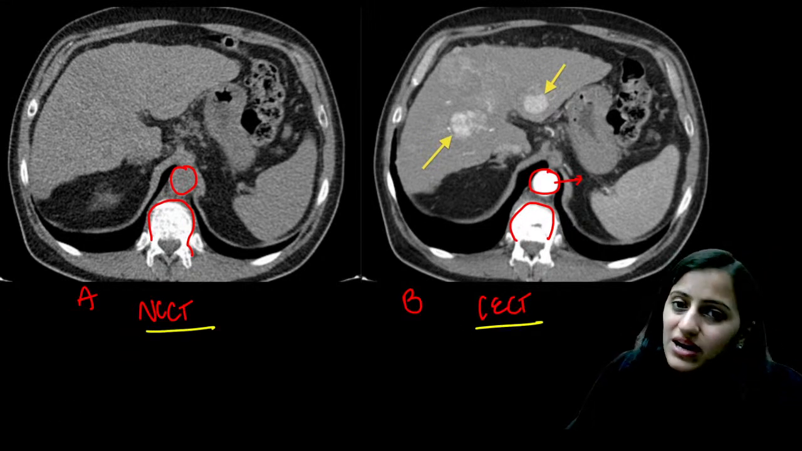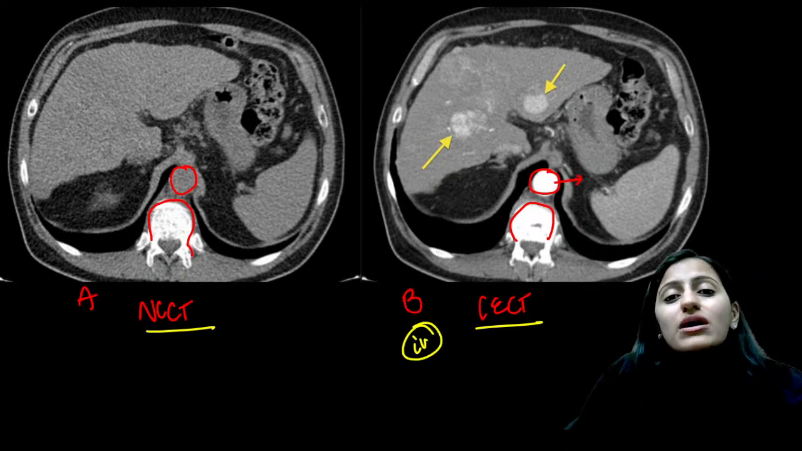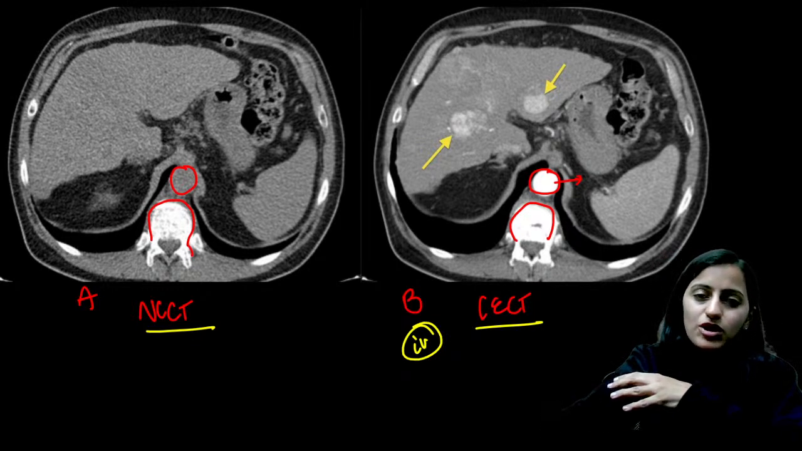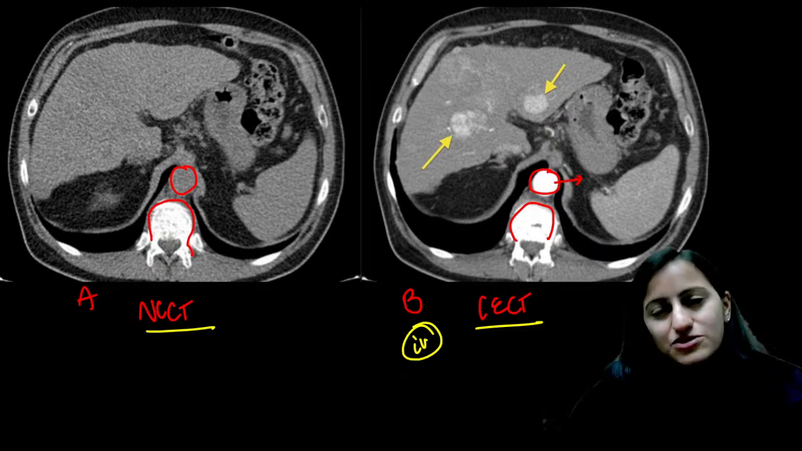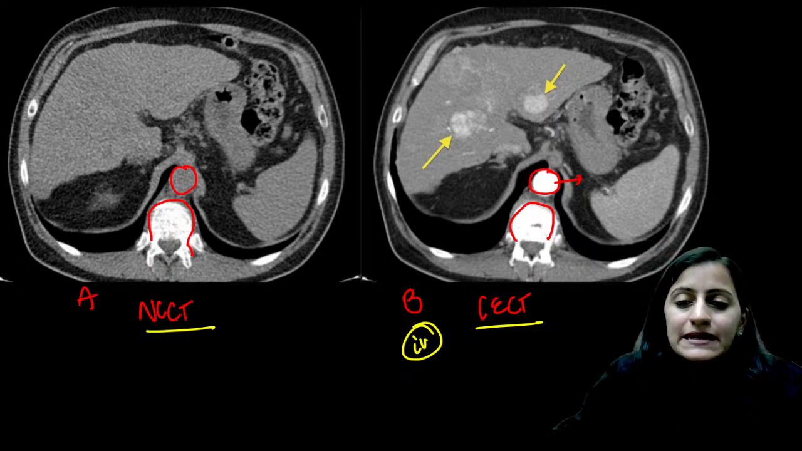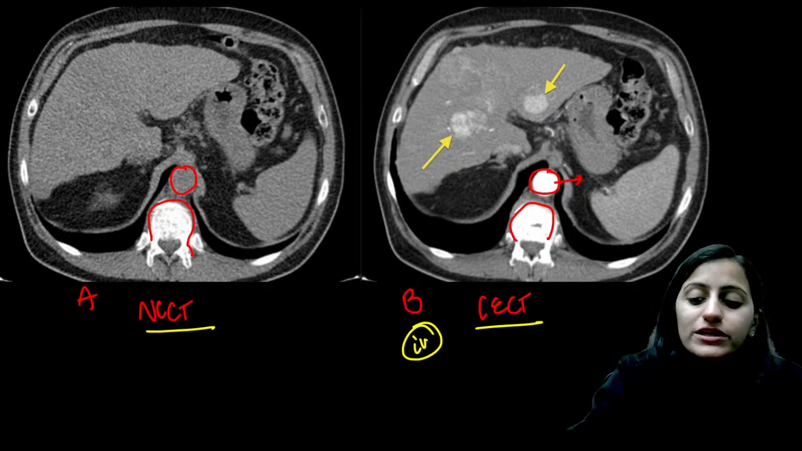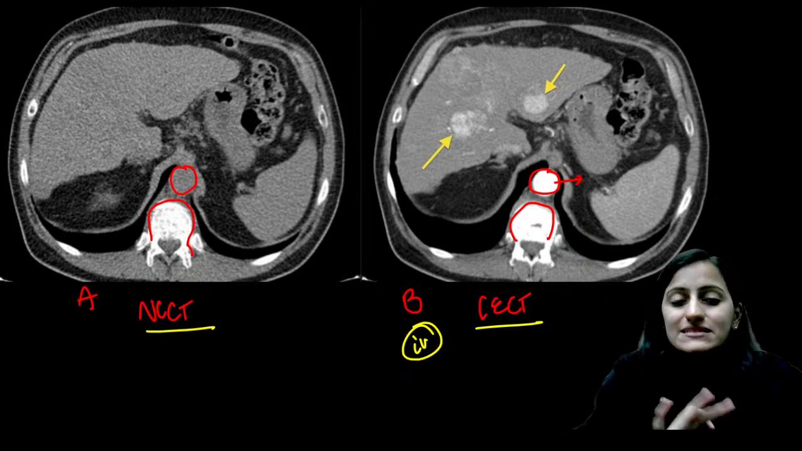How do we give contrast for a contrast enhanced CT? It is given IV, intravenous contrast. So we give contrast intravenously, it goes to the heart. From the heart, it will go to the rest of the vessels and the rest of the body, so the vessels will become white. Now, what is the importance? Why do you want to do a contrast enhanced CT is what is explained by these images.